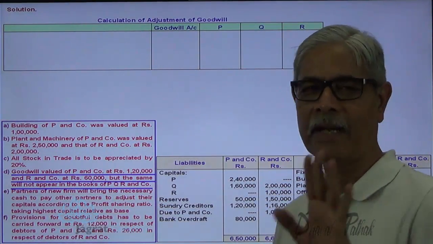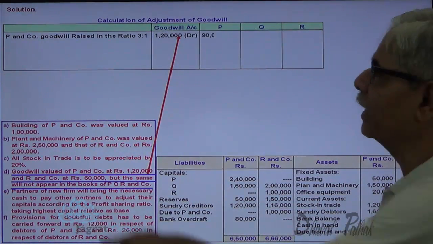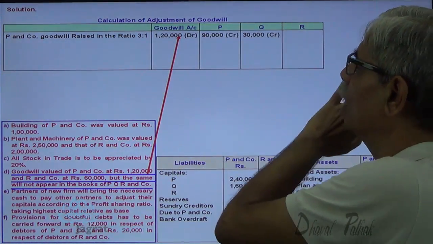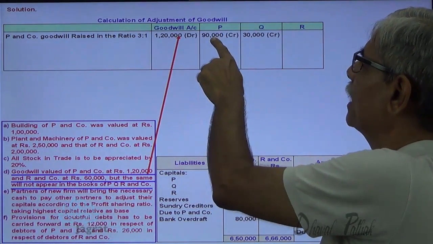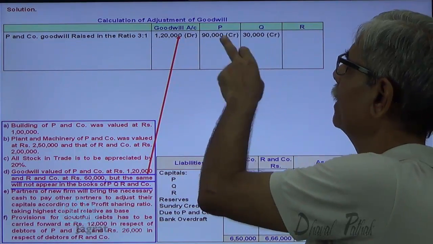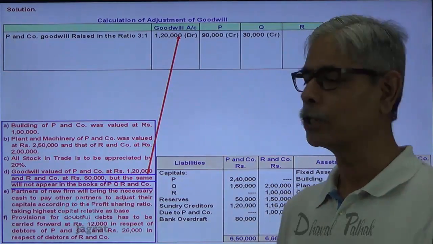So goodwill will be raised. In this working note, I will raise the goodwill. Here P and company's goodwill is raised and distributed amongst P and Q in the ratio of 3:1, their profit sharing ratio. So goodwill account debit, to P's capital account and Q's capital account debit, 90,000 and 30,000, that is the distribution of 1,20,000 in the ratio of 3:1.